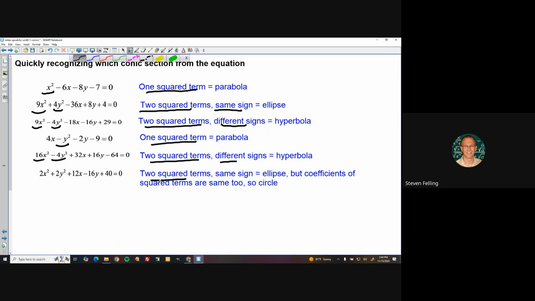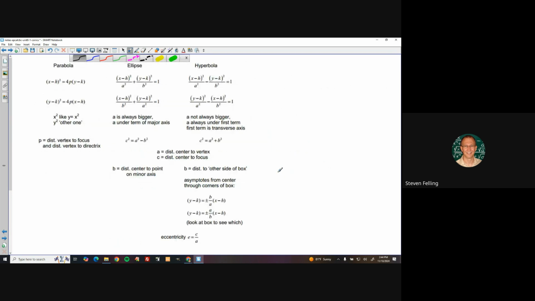And if you have two squared terms with the same sign, that would be an ellipse, but the special case where the coefficients of the squared terms are the same, that one becomes the circle. So you should become adept at quickly recognizing what sort of shape we have. And this is just a sheet that I had from when I taught Honors Algebra 2 with all the information, but like I said, we're only really focusing on the standard forms so that we can sketch. All this other stuff we really don't need at this point in the class. So that should be enough to allow you to quickly do the homework to practice conic sections.